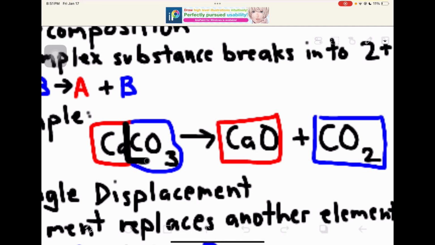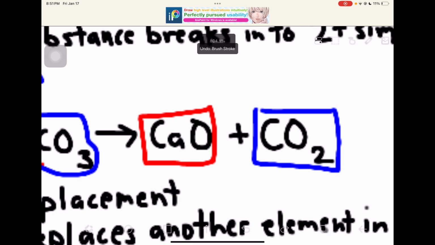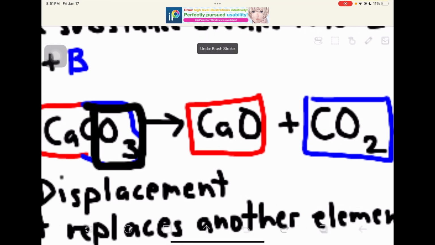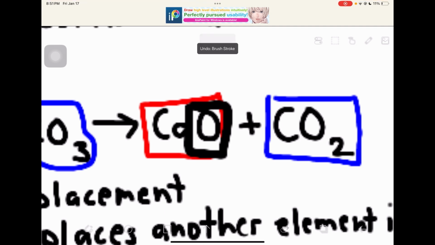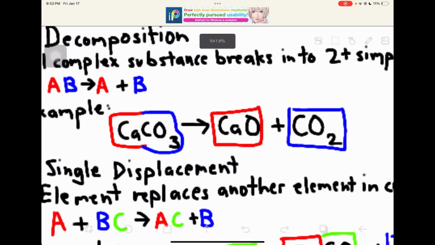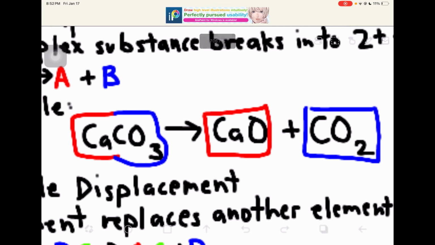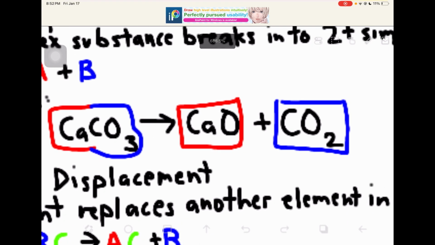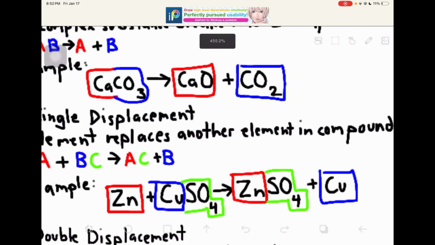Then we have carbon. The carbon went here. Then the 3 oxygen went 1 over here and another 2 over here, so in total is 3. So this is an example of decomposition. It's not really direct, but you get the point. As you could see, there may be division of atoms of the same type through multiple substances.